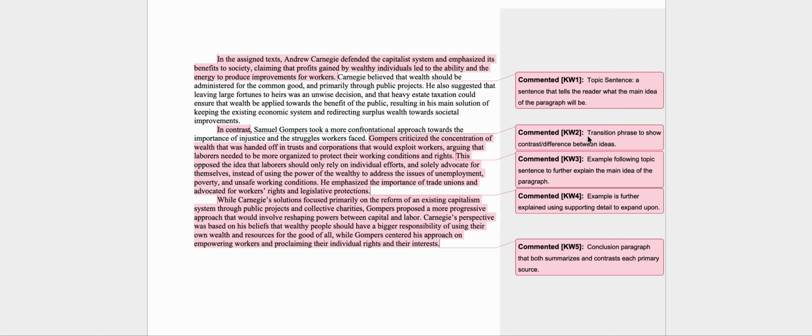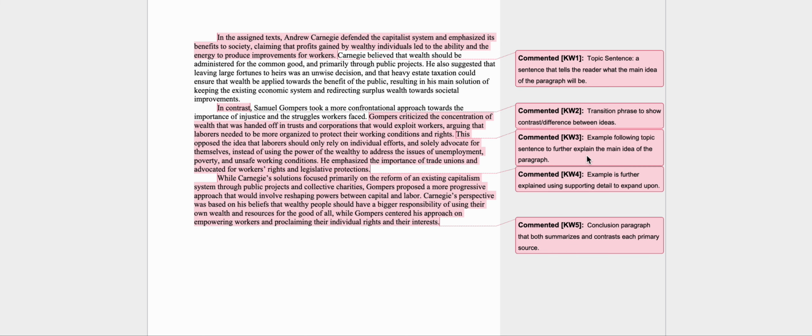For this second comment, I put transition phrase to show contrast or difference between ideas. I noted that to show here, this is where the writer wrote here in contrast, just to show we're switching gears now. We've already wrapped up this part of the paragraph. This is where we are transitioning.